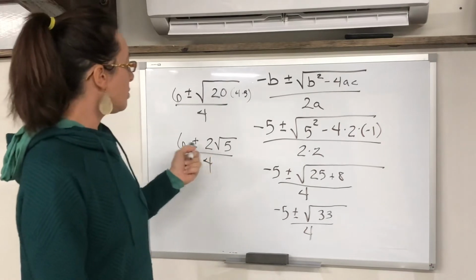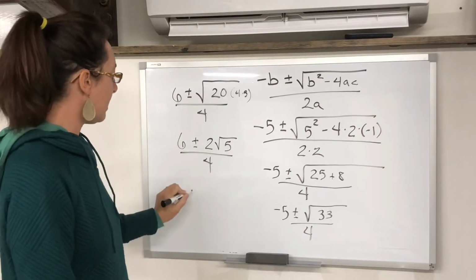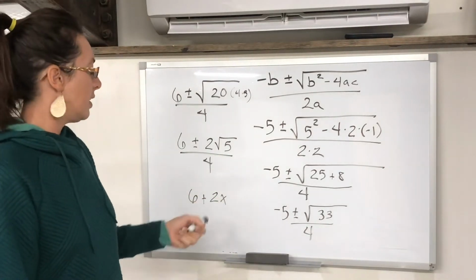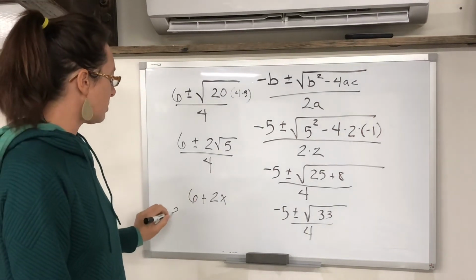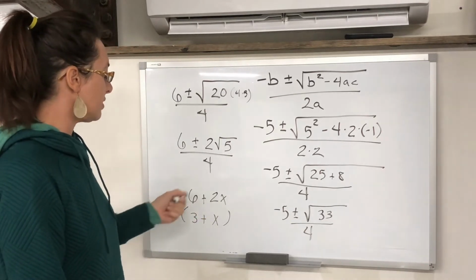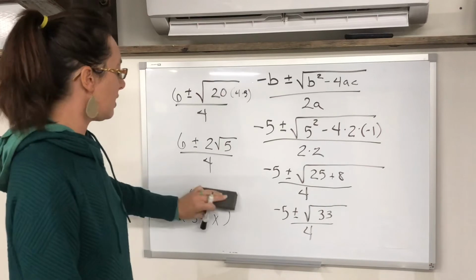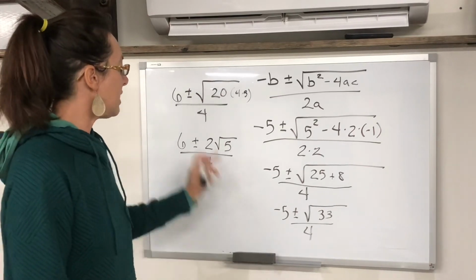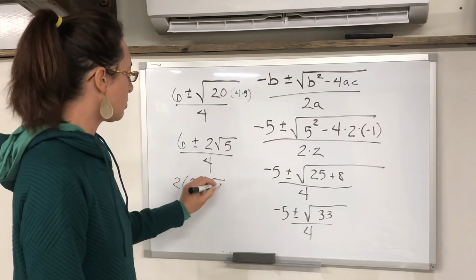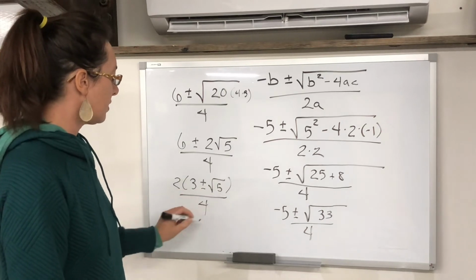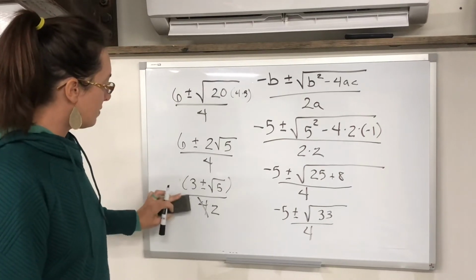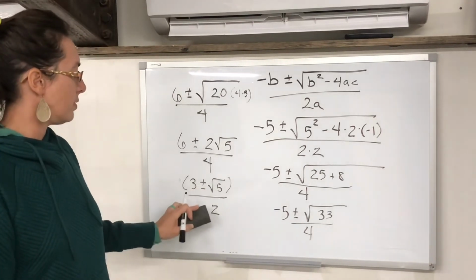Okay? So now I'm looking just like whenever we had maybe 6 plus 2x. Remember, we can just look at our radical as a variable there, and I could take a 2 out. That would give me 3 plus x, correct? If I'm taking a 2 out of each section, we can do the same thing with the radical. So I would take a 2 out, and I would have 2 times 3 plus or minus square root of 5 all over 4. And then now that 2 can simplify with the 4. And my answer would be 3 plus or minus square root of 5 over 2.